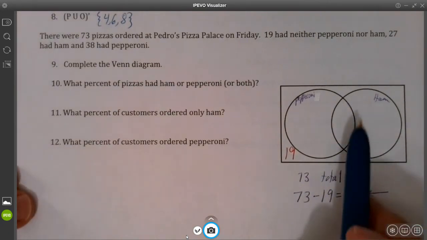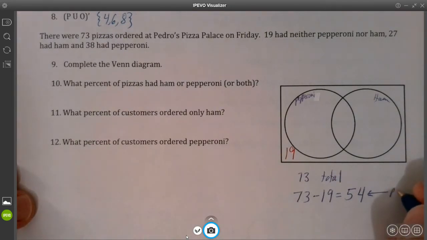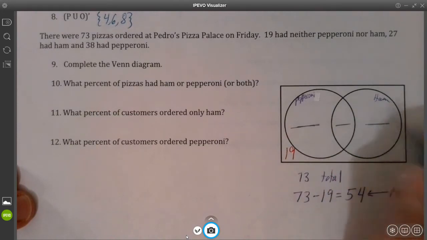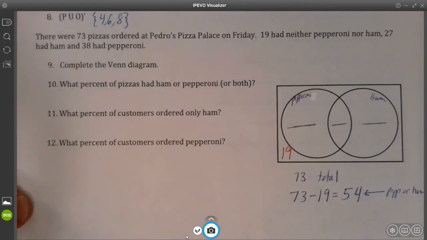Okay, so 73 total, minus that 19 is going to give me 54. Well, 54 is going to be pepperoni or ham or both. And actually, if you want to get technical, it's this number plus this number plus this number is going to give me 54. All that together is going to give me 54.